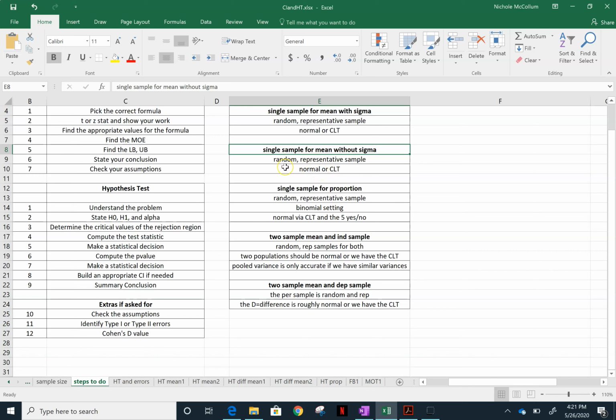But if you have no clue about the distribution, the real distribution, then you better sample over 30 to guarantee the normality. That's all, guys. Over and over, we're going to come back to the central limit theorem and how useful it is.